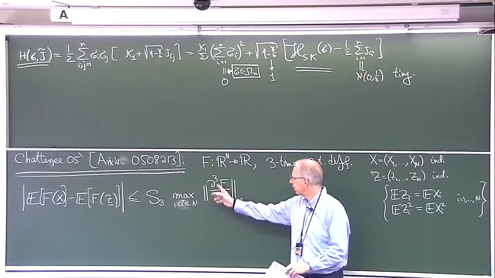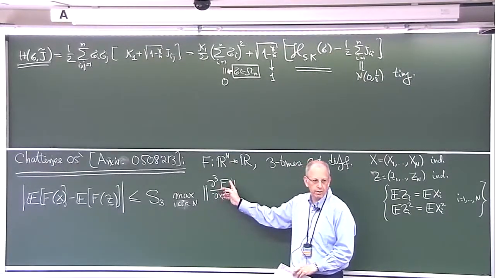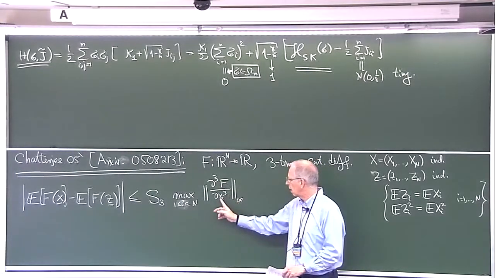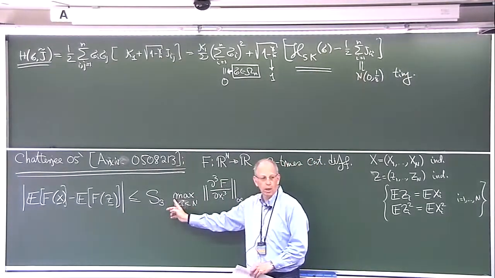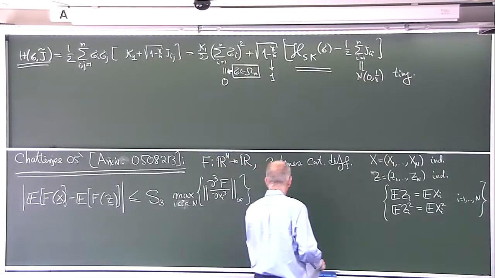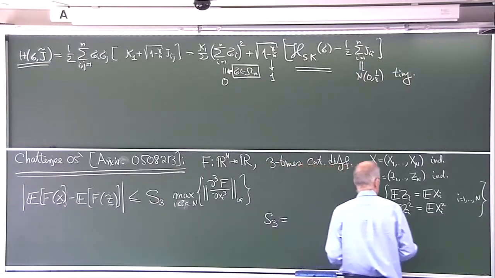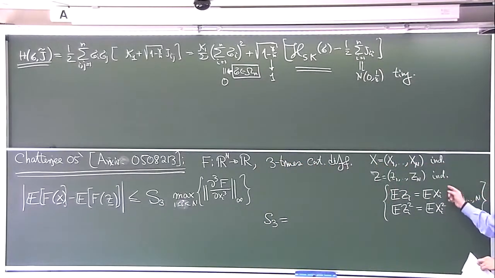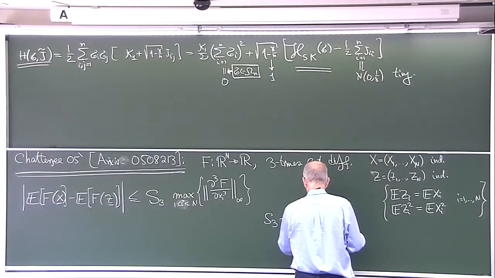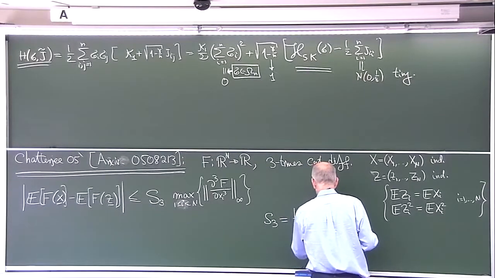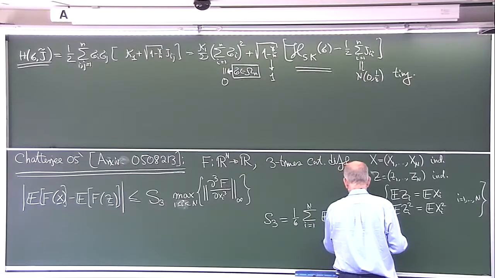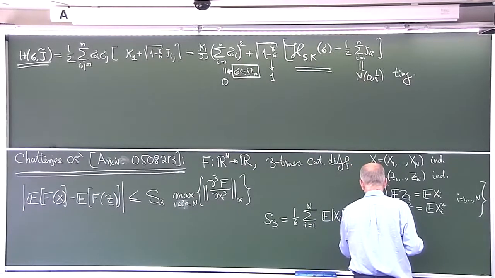The bound involves the partial derivative in x_i, in one coordinate, of our function f. It's a big, complicated function of many variables. And then we take the sup over all arguments x and the maximum over all i. This is one contribution. And s3 is a contribution that carries the effect of the third moment. The third moment is the first place where the z's are not the same as the x's. And s3 has a constant 1/6 that nobody cares about. It is the sum from i equals 1 to n of the expected value of |x_i|^3 plus the expected value of |z_i|^3.